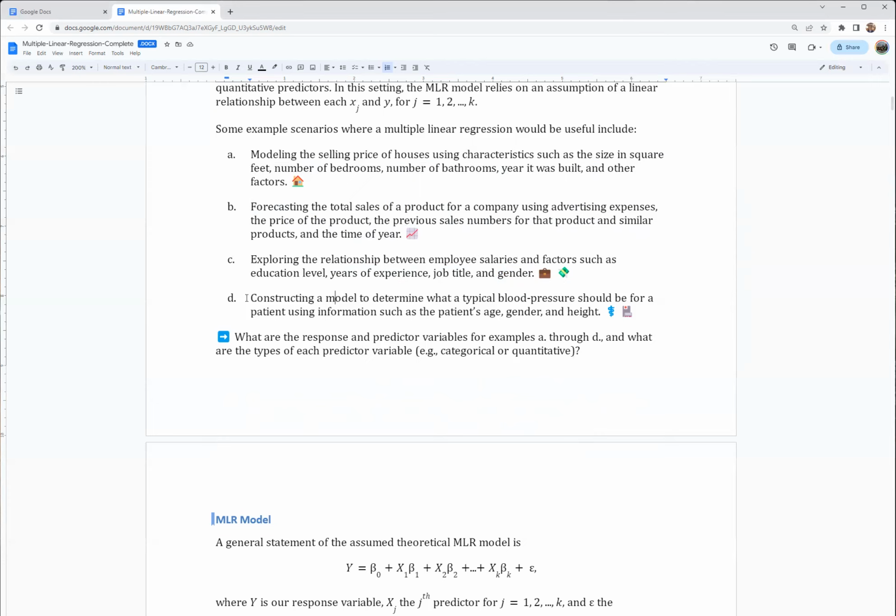Another one where maybe it's, again, more focused on the response variable. We could have a model predicting what a person's blood pressure would be, or what we would expect someone's blood pressure to be using information such as their age, gender, and their height. Okay, so this is very likely the doctor. When you go to the doctor, they typically have some type of chart where they look up a range of values that they would expect your blood pressure to fall in, right?